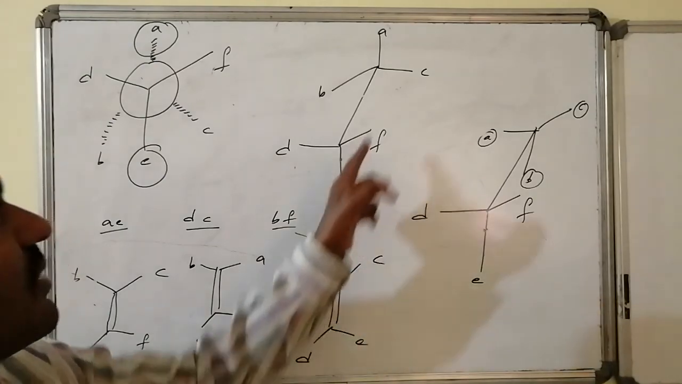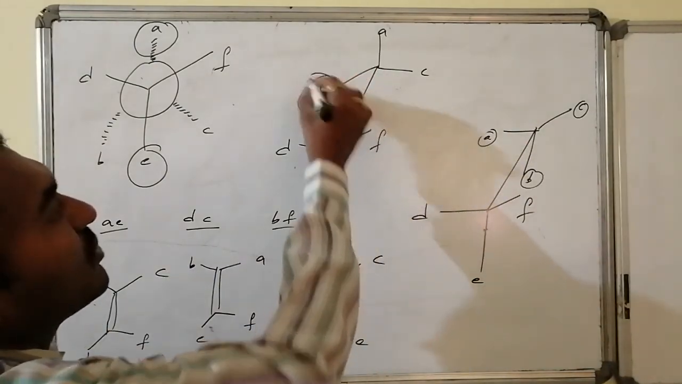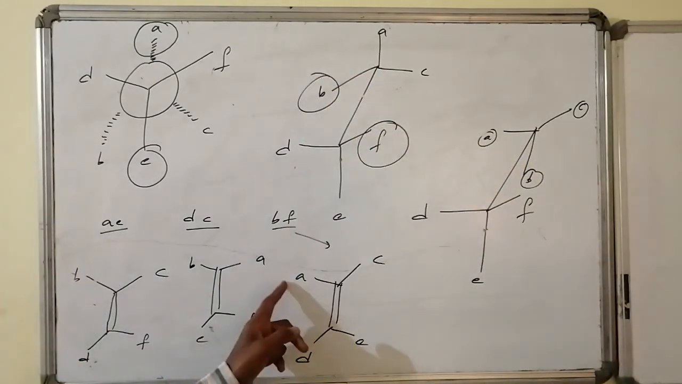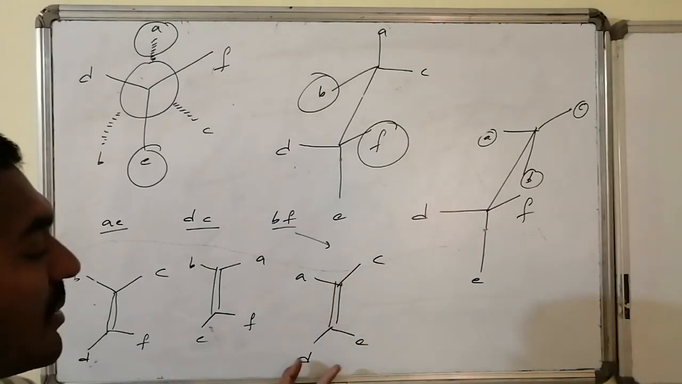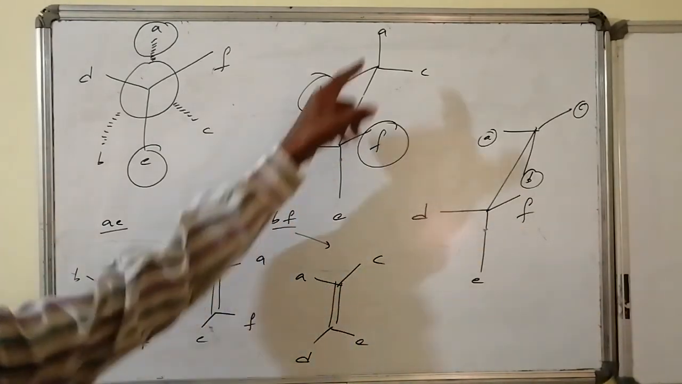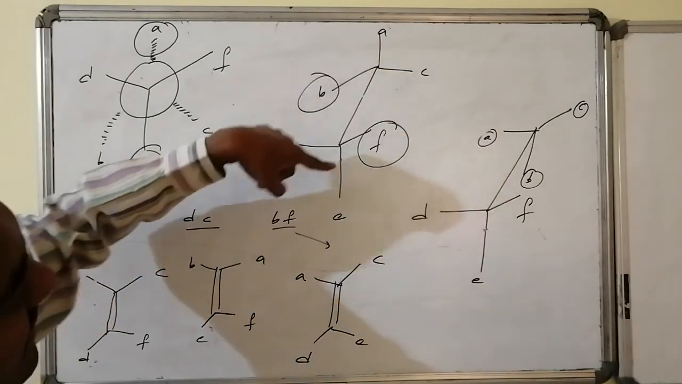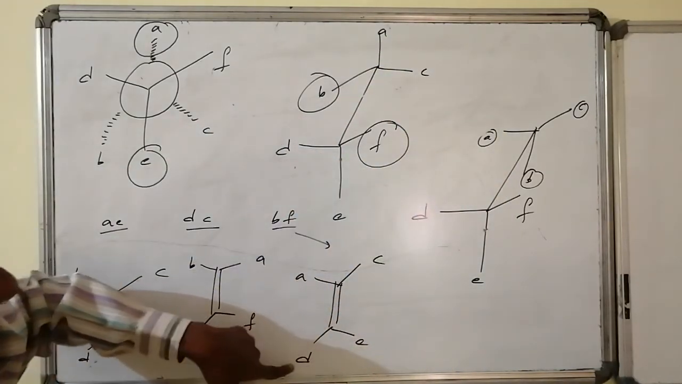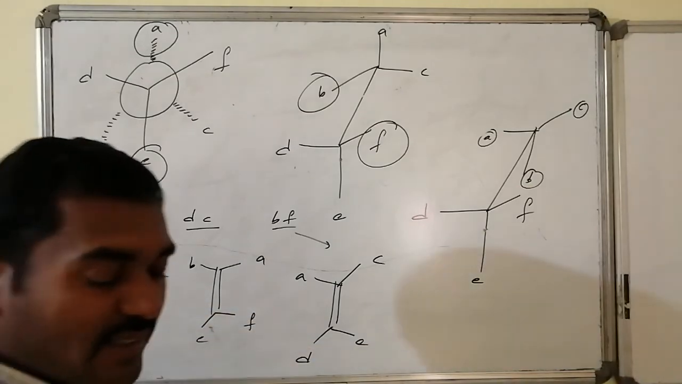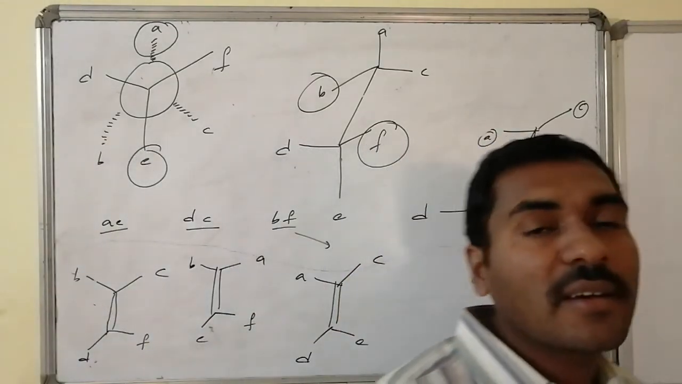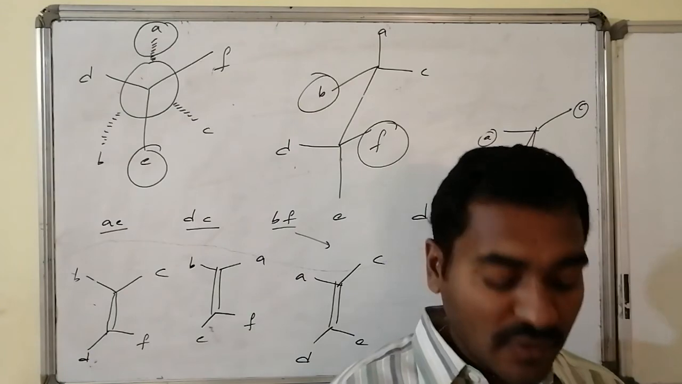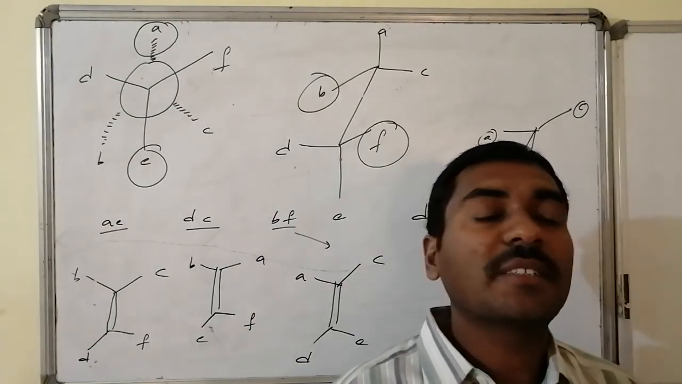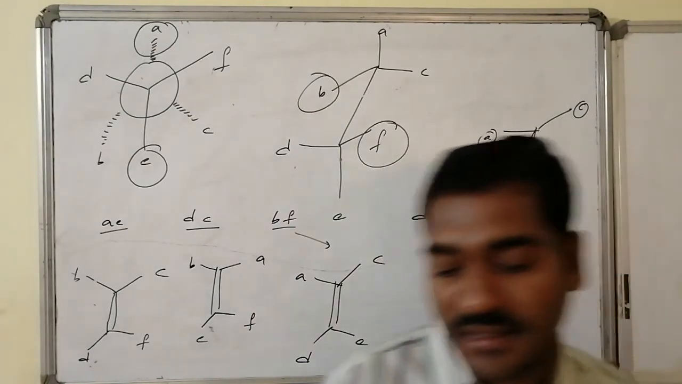Suppose here B and F are eliminated. So the top carbon atom is having AC combination, bottom carbon atom is having DE combination. Suppose if I take A, to this A, E is present maximum separation 180 degrees, hence that will come in trans, remaining group is in cis. Like this, trans elimination related alkene formation is known from the Newman presentation as well as the Sahar's presentations.